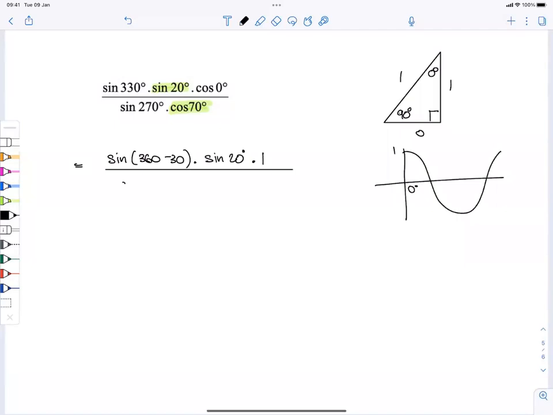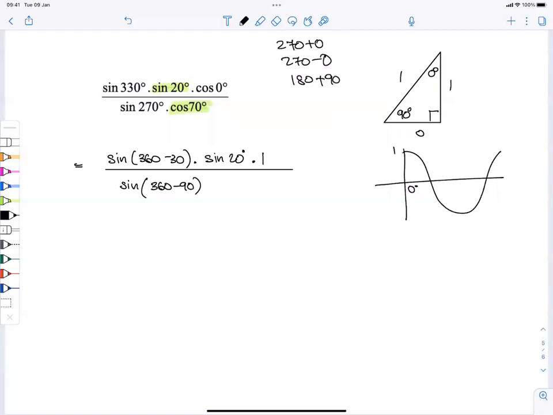And now sin of 270, you have many options. Which one? Minus 90. 360 minus 90. Okay, that's an option. You can use 270 plus 0. You can use 270 minus 0. You can use 360 minus 90. You can use 180 plus 90. All of them is 270.